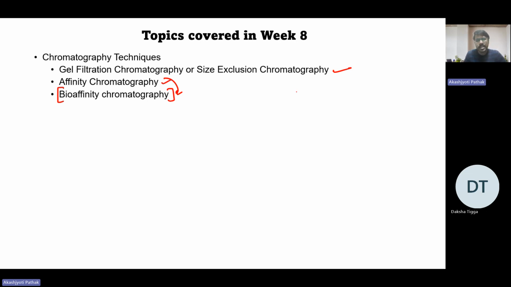In the last lecture, we learned about IEX chromatography. What is the principle of IEX chromatography? Anyone? The principle of IEX chromatography was that it was separating proteins on the basis of what? Separation of protein on the basis of the charge of a protein.